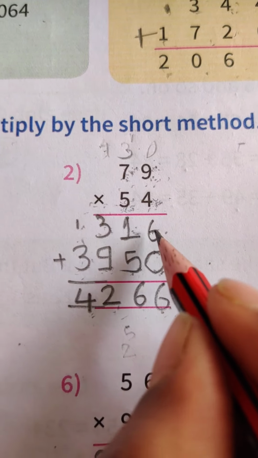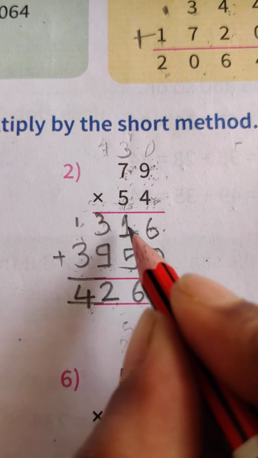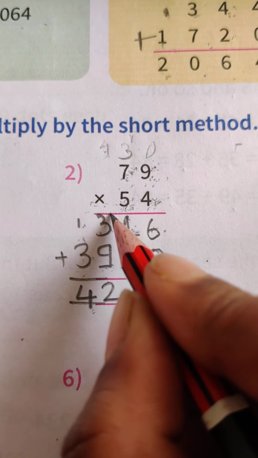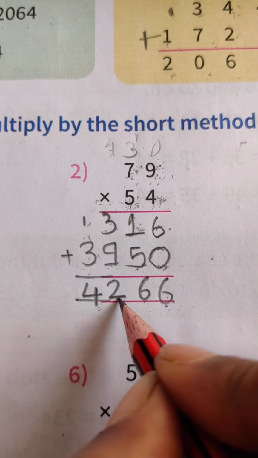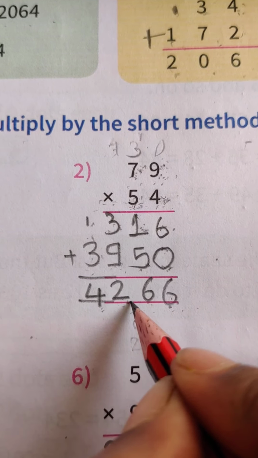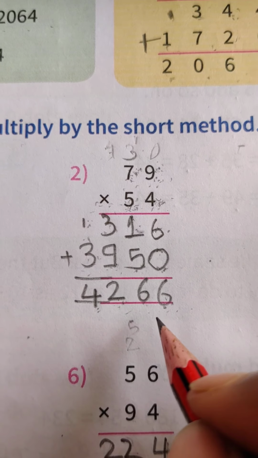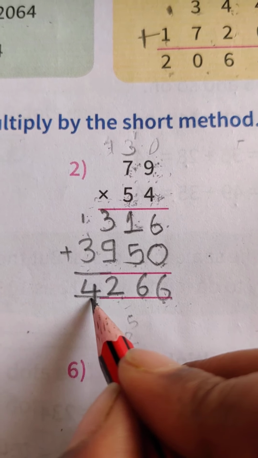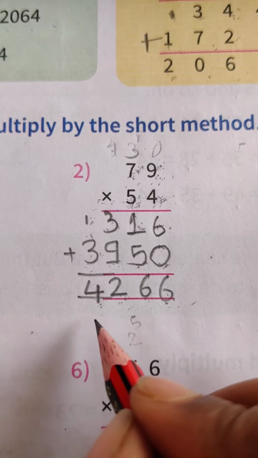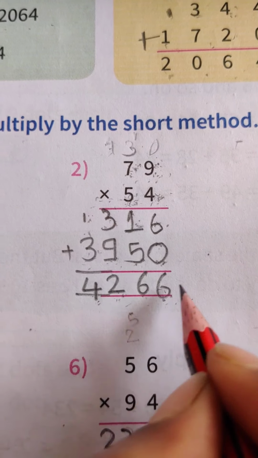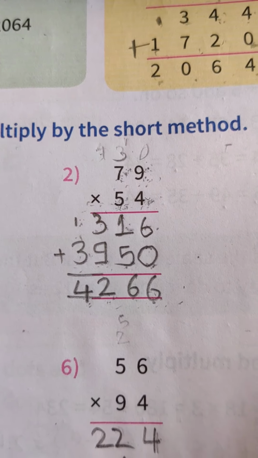Now we will do addition. 6 plus 0, 6. 1 plus 5, 6. 3 plus 9, 3 plus 9 कितना होता है, 12. So 2 is written here and 1 is the carry. 1 plus 3, 4. So how much is the answer? 4266. 4266. So this is example number 2.